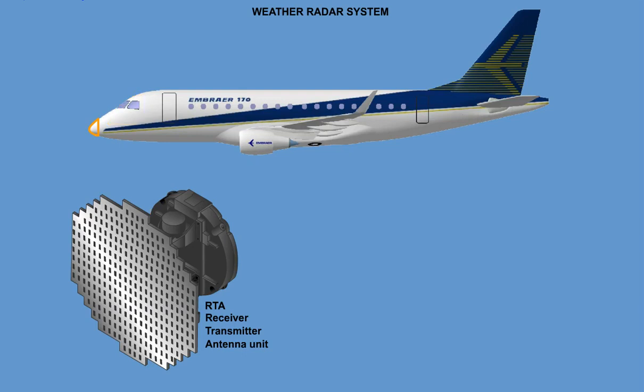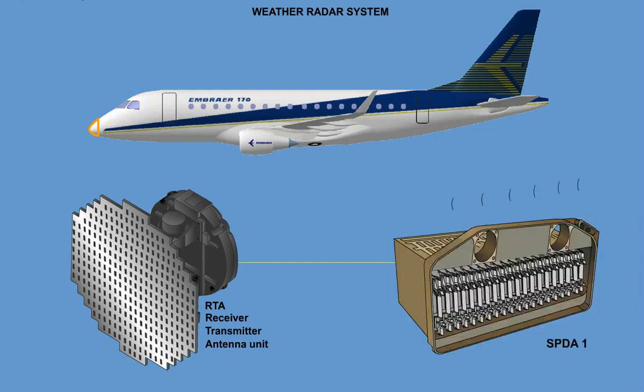The weather radar system is powered by 28-volt DC from SPDA1 DC bus 1. Should a power supply failure occur, the weather radar system will be inoperative, as there is no backup power source for this system.